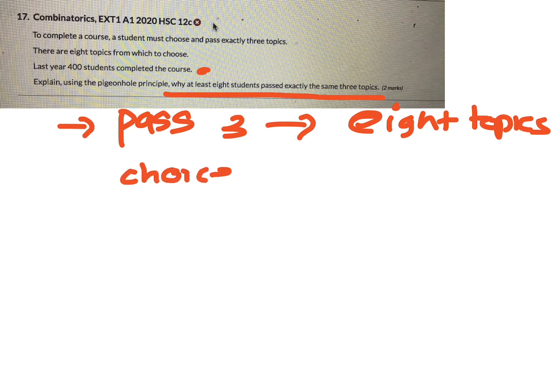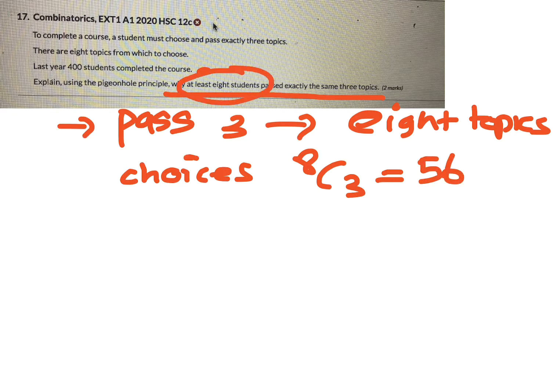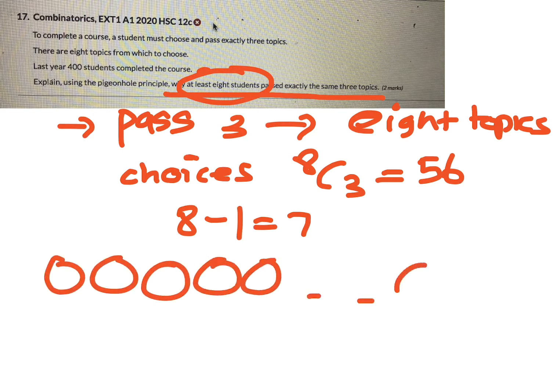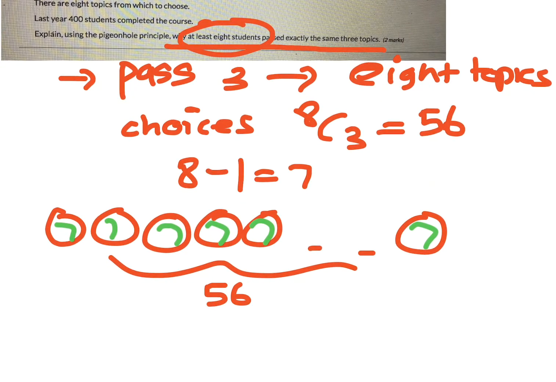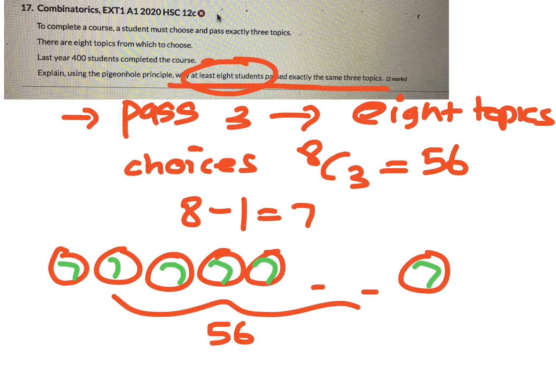Okay, so your choices, you have 8C3, that would be your choice, which is 56. Now, if we want at least 8 students, then if you take 1 away from 8, then you would have 7 in each of the 56. Like if I did 56 choices, so that's 56. And what I'm going to do is I'm going to put 7 in each of those spots. So 7 students would have passed 3 of those courses.